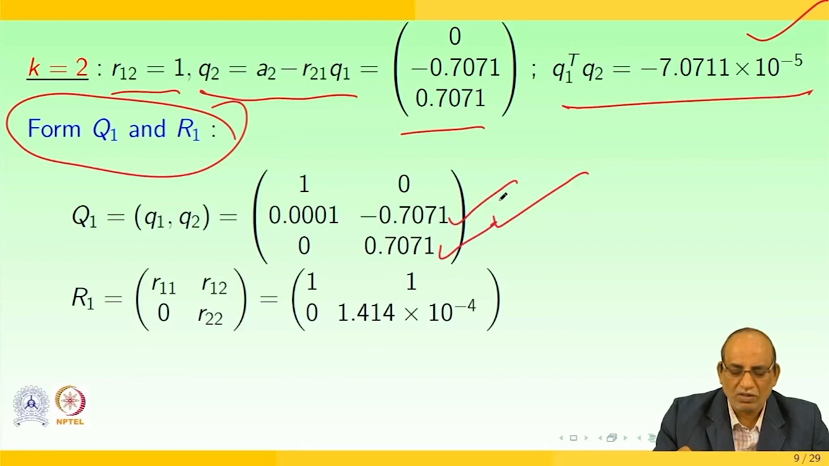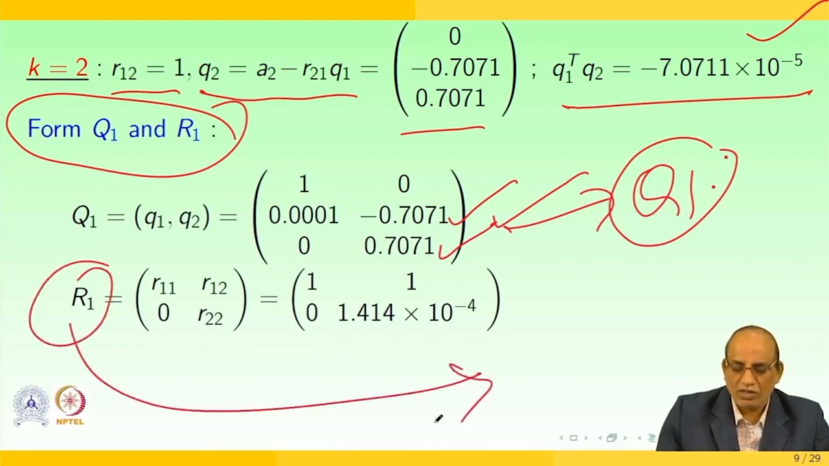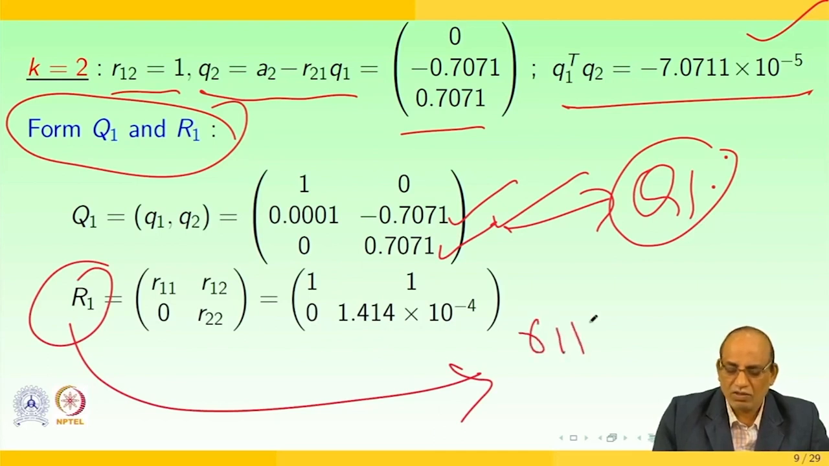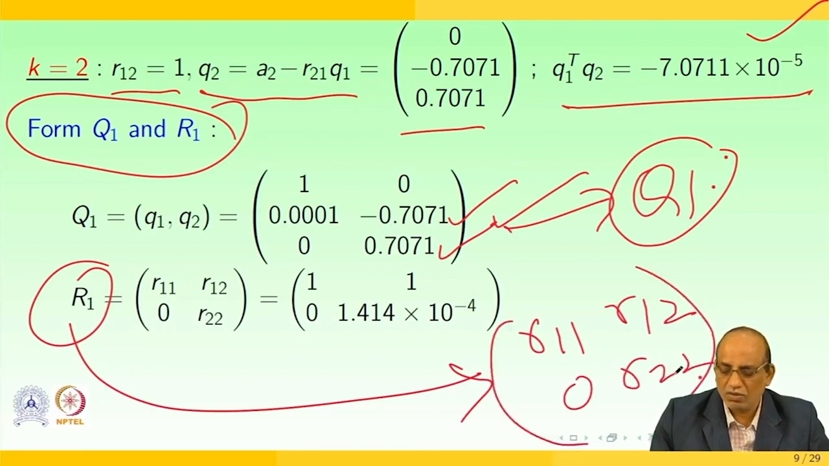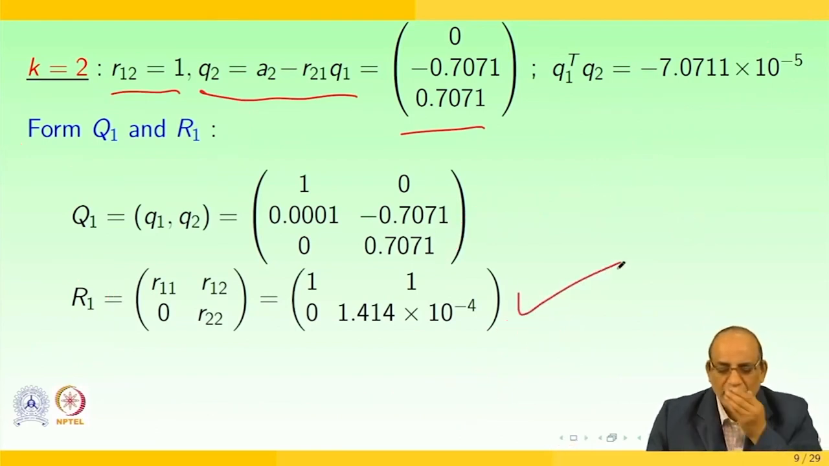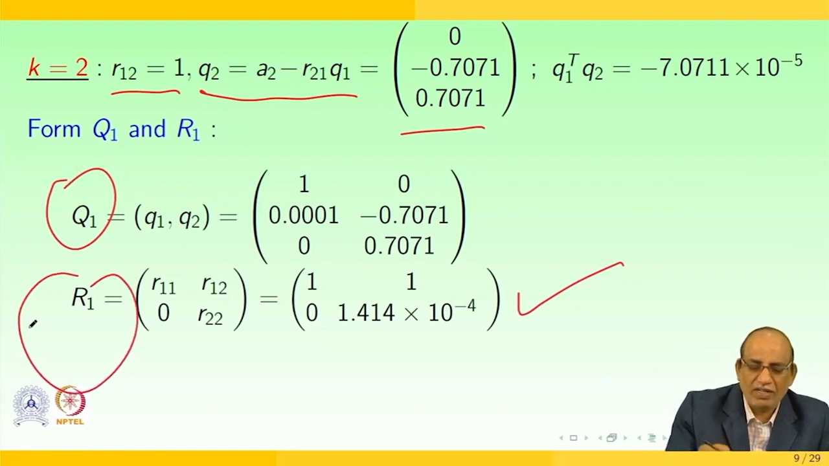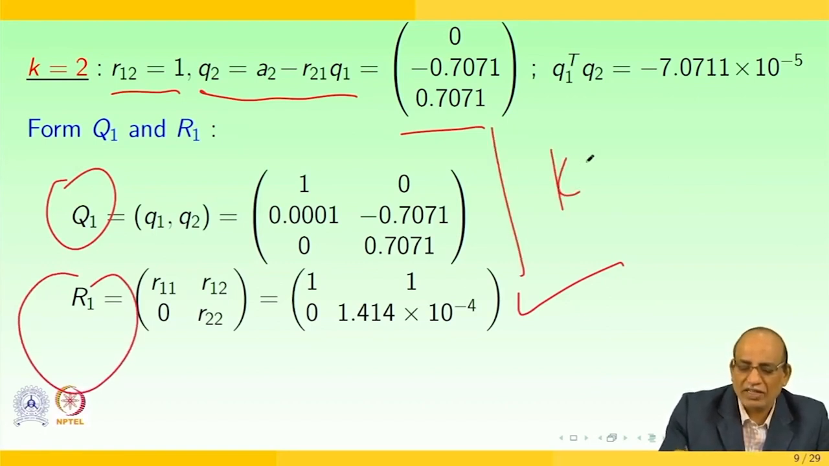0.7071 and 0.7071. So, this is your Q1. And what is your R1? So, R1 is R11, R12, 0, R22. Okay. So, from this, the elements are 1.414. So, Q1 is obtained and R1 is obtained from the algorithm.